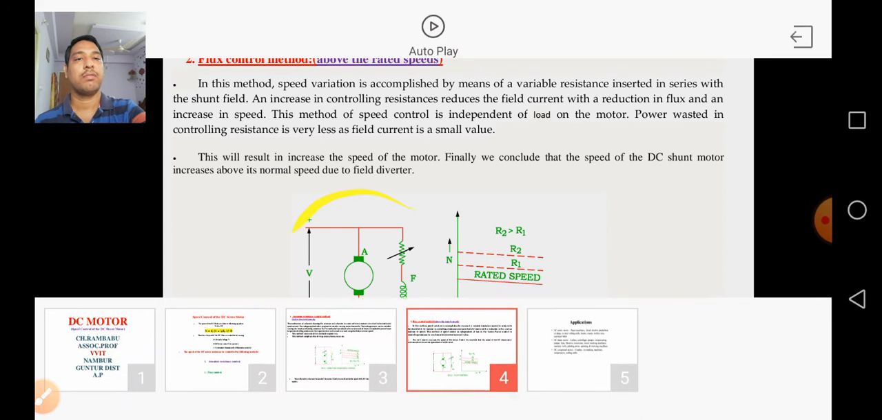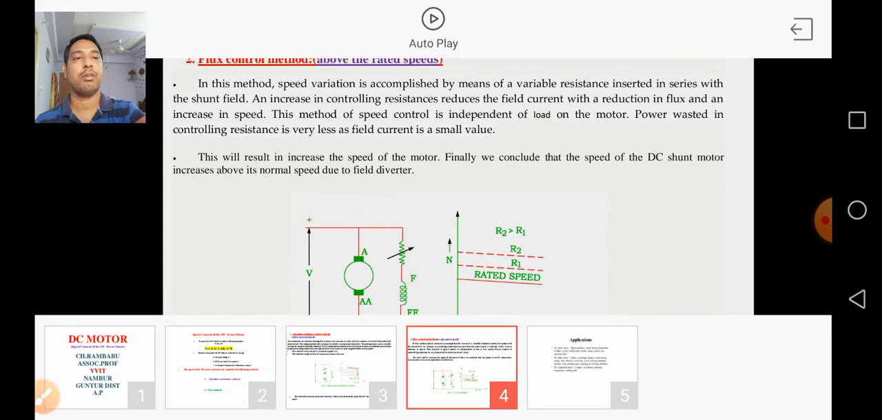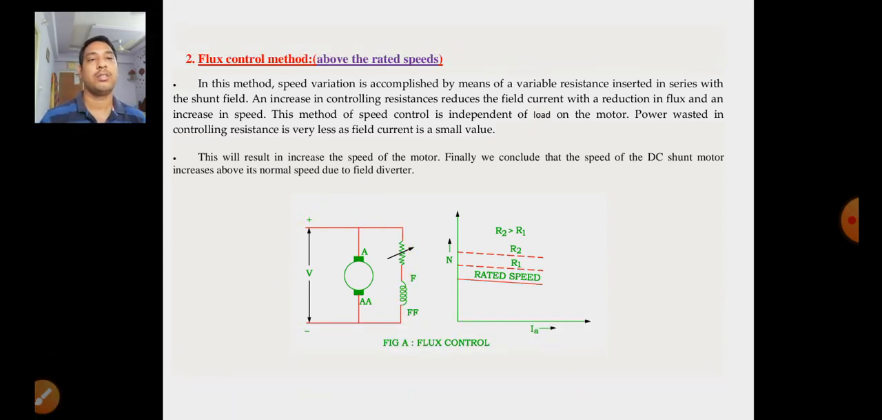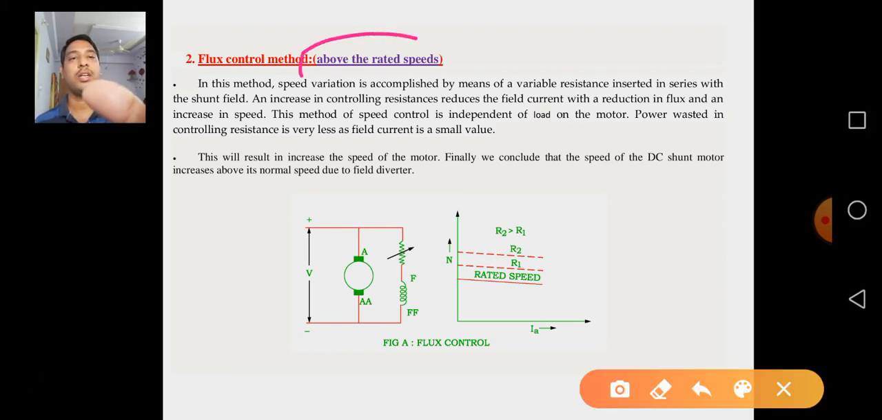By using this field flux control method, we can get above the rated speeds. Why? Because speed goes on increasing whenever we change the field resistance. Field resistance increases, so I_F is going to drop. There is a decrement in I_F, and I_F decreasing means φ is decreasing. When φ is decreasing, the speed of the DC motor goes on increasing.